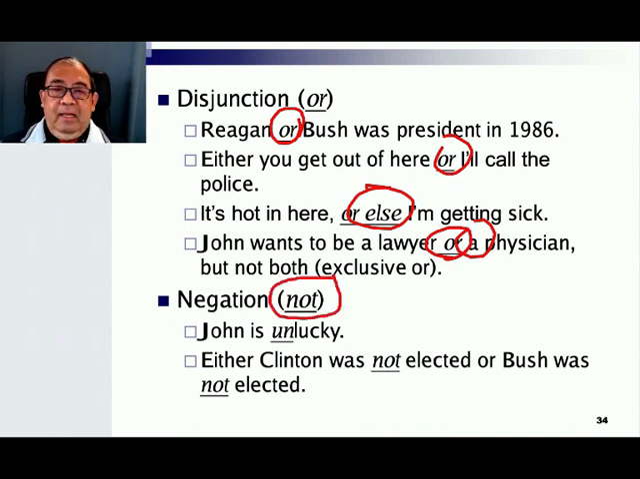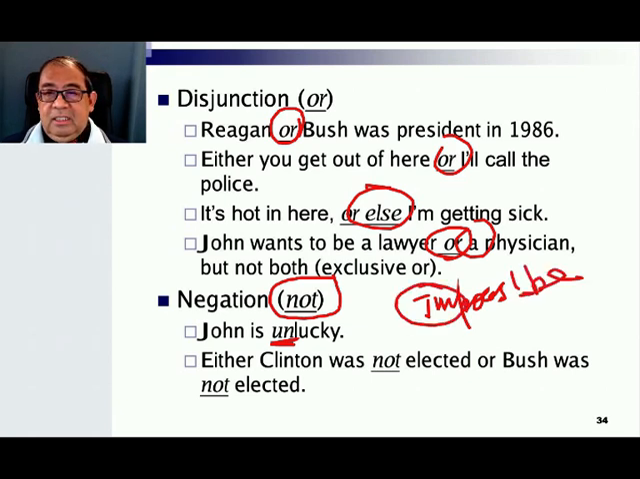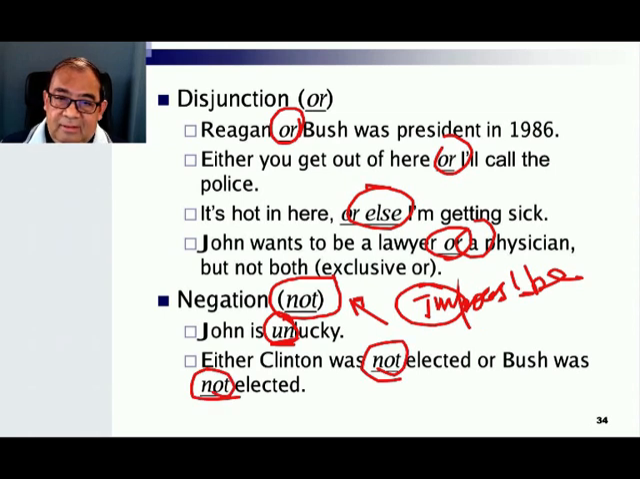Now, of course, there are other words, synonyms or prefixes. Unlucky, right? If you say the word possible, then impossible means not possible. Impossible, unlucky, so this is equivalent to not. There are a lot of words that can represent the not.